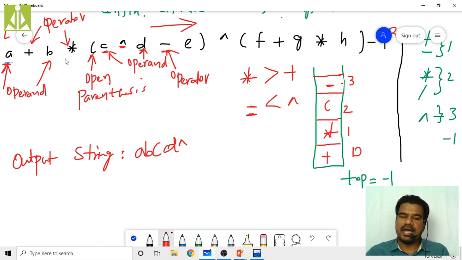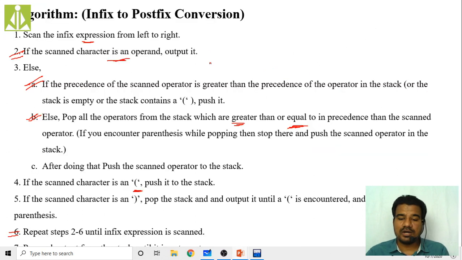Then again we have an operand. What do I have to do with this operand? Add it to the output string, that is E. Next, we have the closing bracket. It is very important. When we have this closing bracket, what do we have to do? This is the closing parenthesis.